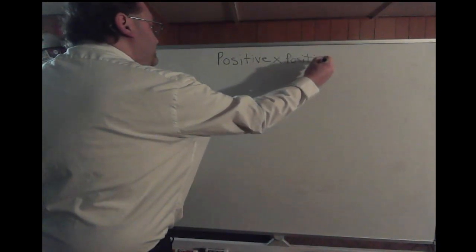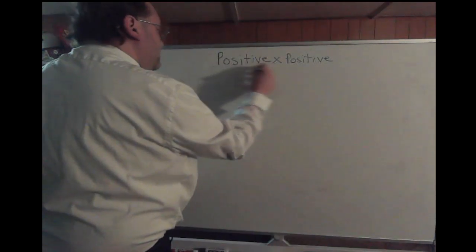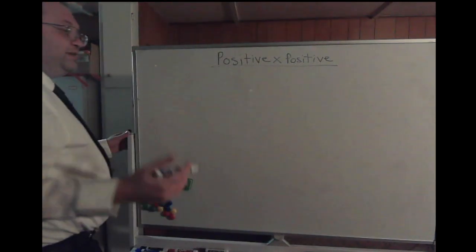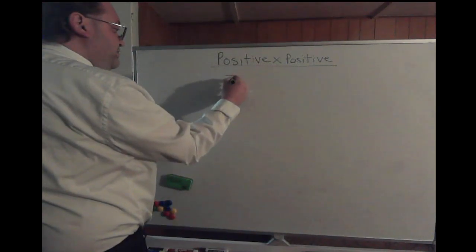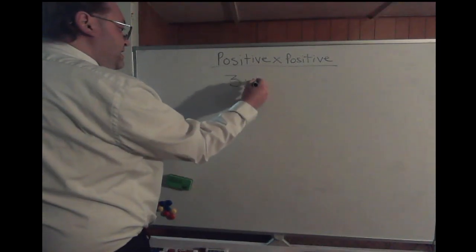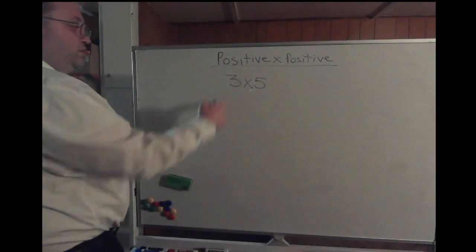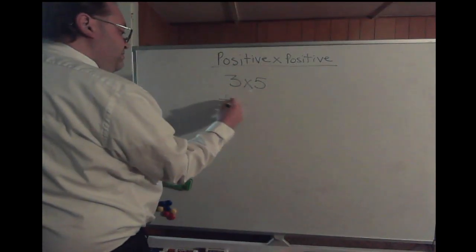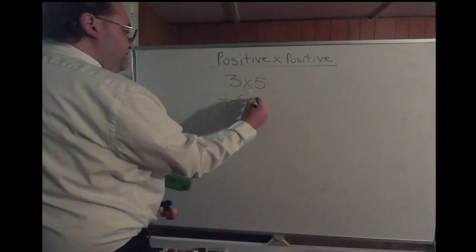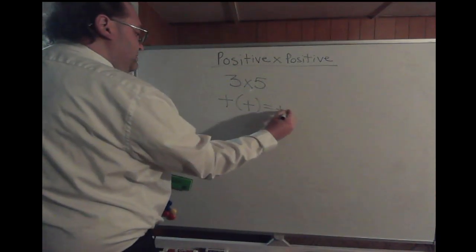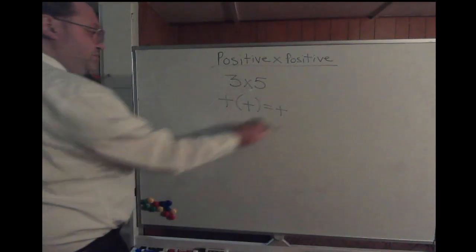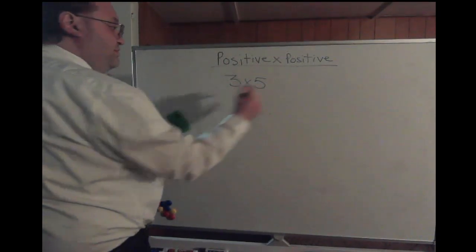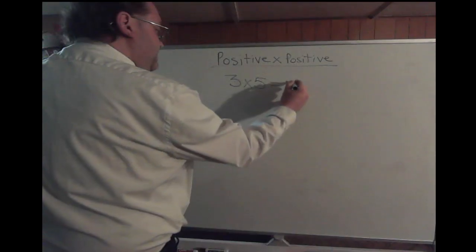You have a positive number times a positive number. Well, that's easy. We've been doing that all along. Let's say, for example, you have 3 times 5. Well, you have a positive times a positive. So anytime you have a positive times a positive, we know that equals a positive. Pretty simple. Classic example of 3 times 5, we have 15 for the answer.